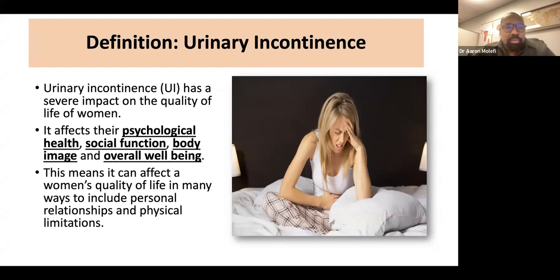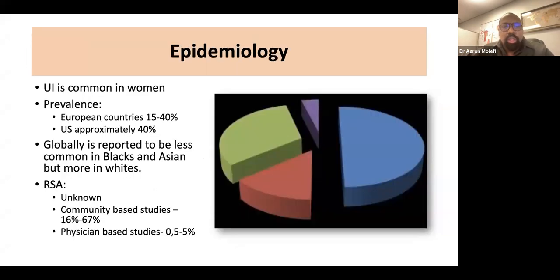We know it severely impacts the quality of life of women, whereby it's affecting their psychological health, their social function, their body image, and their overall well-being. And then this even perpetuates, affecting their quality of life in many ways, including personal relationships and physical limitation, be it at work or at home. Their marriage can be affected by this condition.